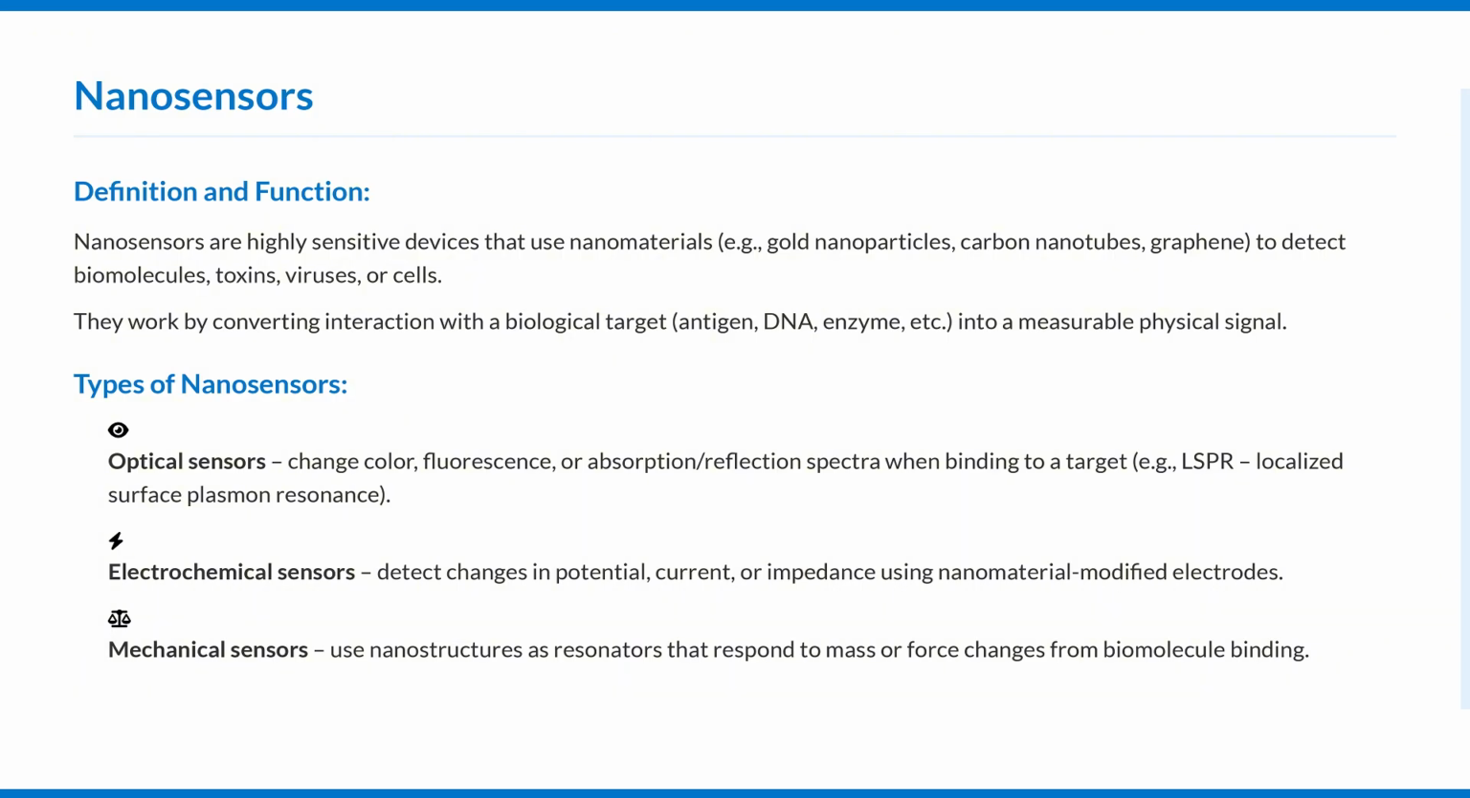Types of nanosensors. Optical sensors change color, fluorescence, or absorption/reflection spectra when binding to a target, for example LSPR, localized surface plasmon resonance. Electrochemical sensors detect changes in potential, current, or impedance using nanomaterial-modified electrodes. Mechanical sensors use nanostructures as resonators that respond to mass or force changes from biomolecule binding.